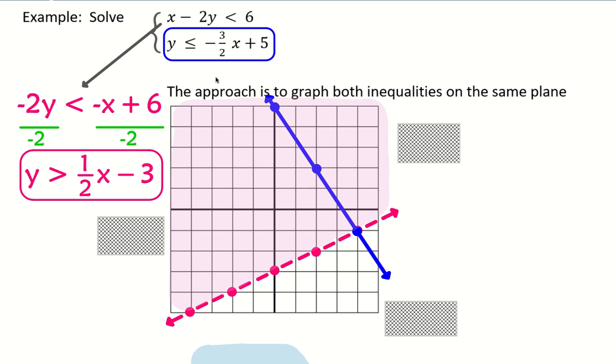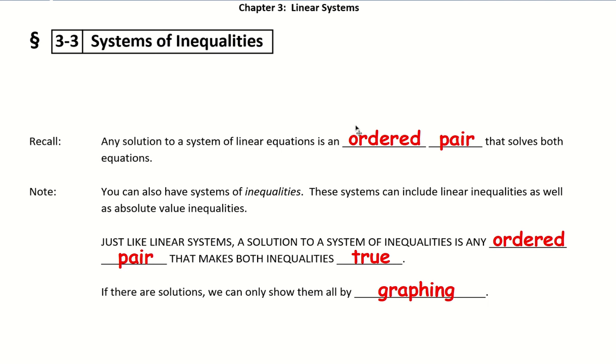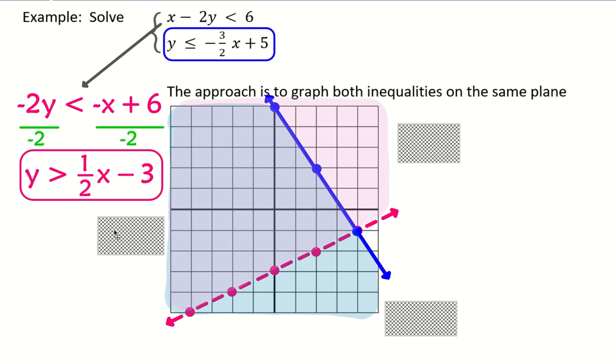And as far as the shading goes, it's a less than or equal to, so we're going to shade below that blue line. Again, lightly, as lightly as you pretty much can, because remember the whole story here. Your final giant set of solutions is going to be all the ordered pairs that solve both of the linear inequalities at the same time.